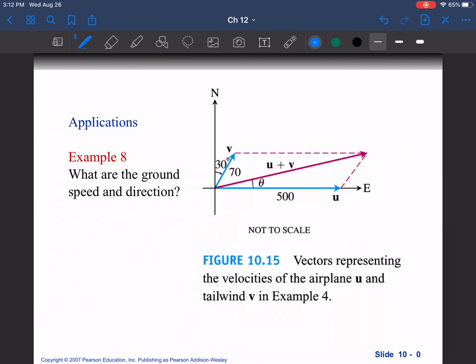Next, application. Here we've got velocity, and it says what are the ground speed and direction. So here we've got vectors representing two different motions, and it's the sum of those two motions.